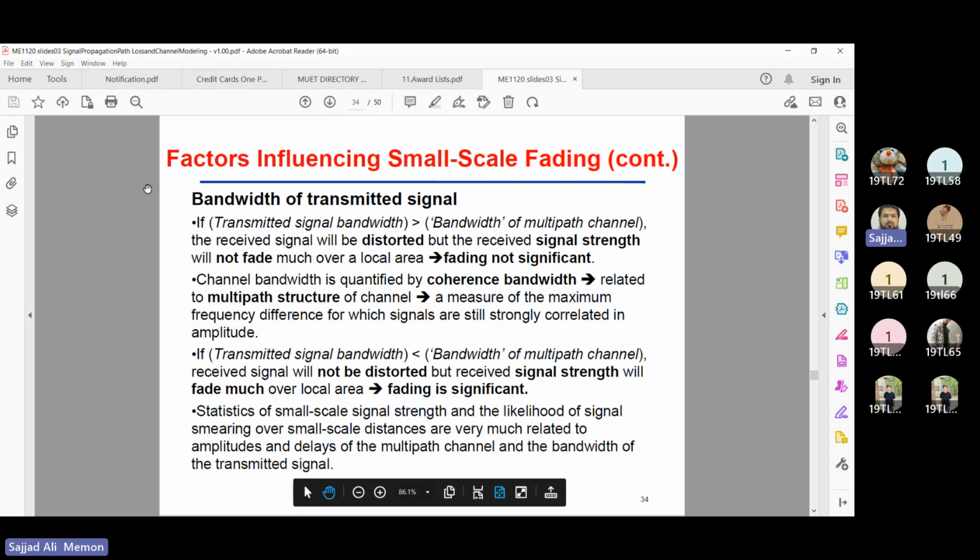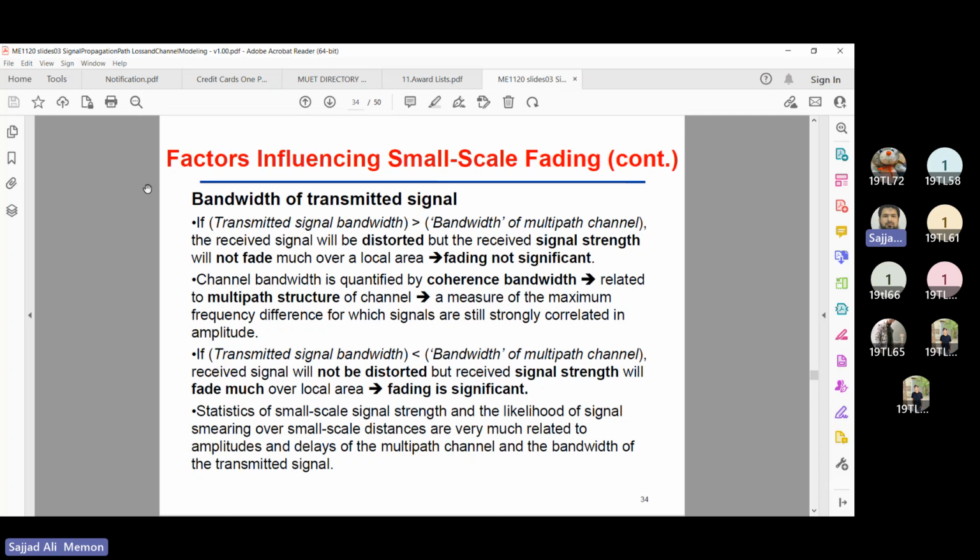Then we have the bandwidth of the transmitted signal. If the transmitted signal bandwidth is greater than the bandwidth of the multi-path channel, the received signal will be distorted, but the received signal strength will not fade much over a local area, fading not significant. So the bandwidth of the transmitted signal should be greater than the bandwidth of the multi-path channel. Then the fading will not be significant.